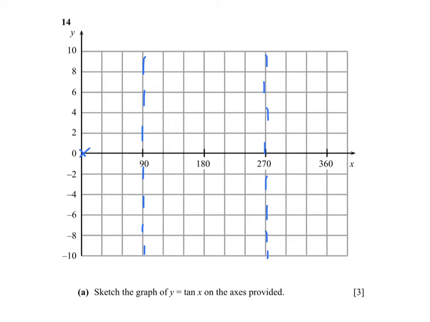Tan of 30 is 0.577. Tan of 60, 1.73. We have a curve that, as it gets closer and closer to 90, gets larger and larger. This repeats itself again.